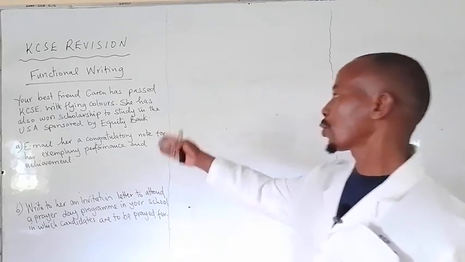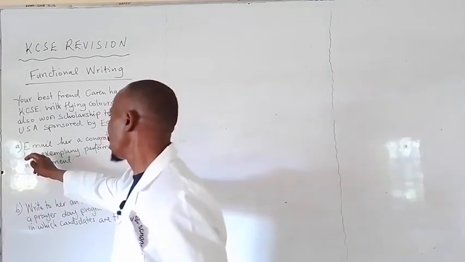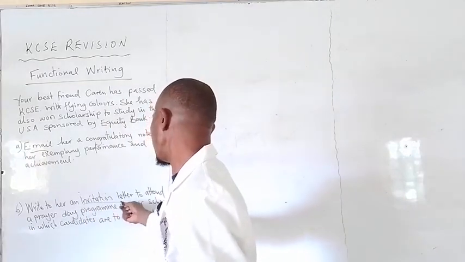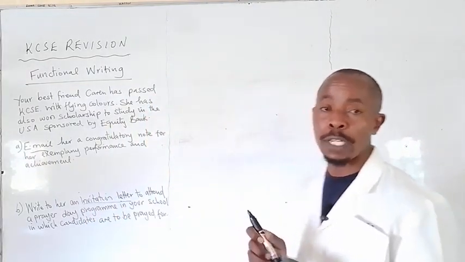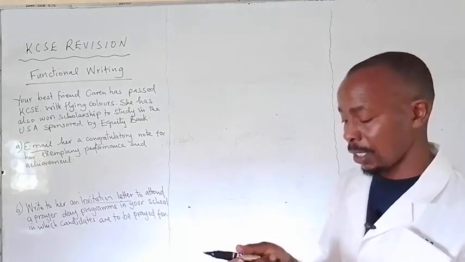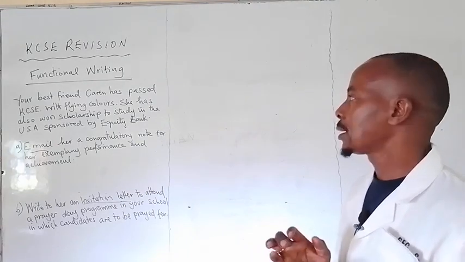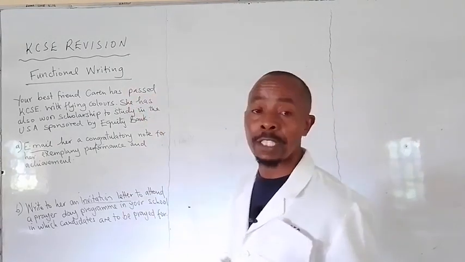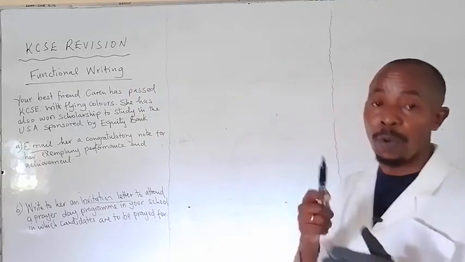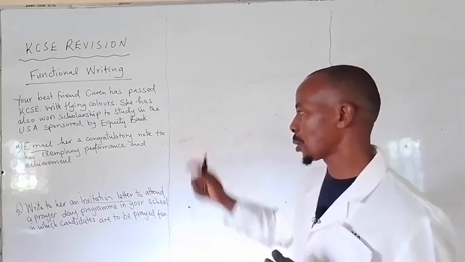Now this question has two parts. One part involves writing an email, and the second requires writing an invitation letter. So there are two in one, and this has been the trend, and it is important that each of us is able to handle these two in one. Having known very well that functional writing carries 20 marks for question 1, for paper 1, it is imperative that each of us knows what is supposed to be done.